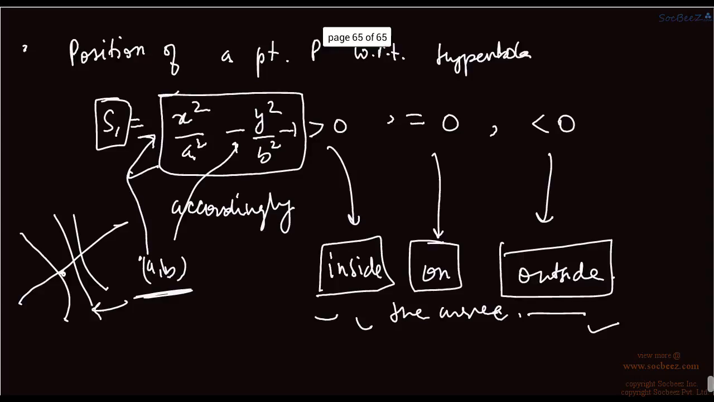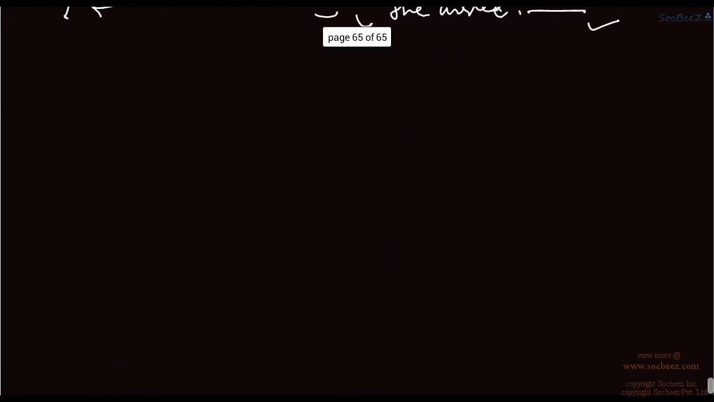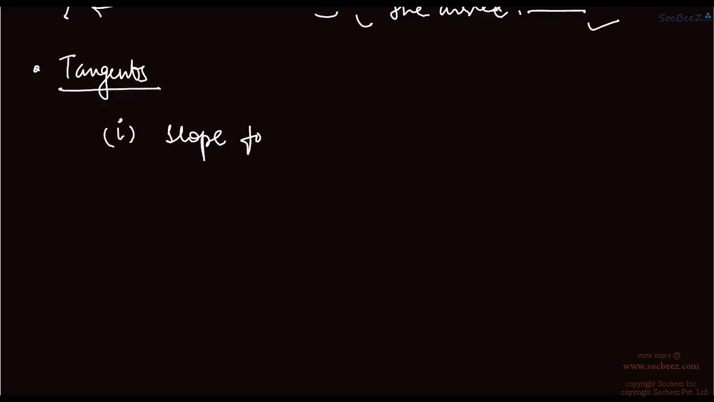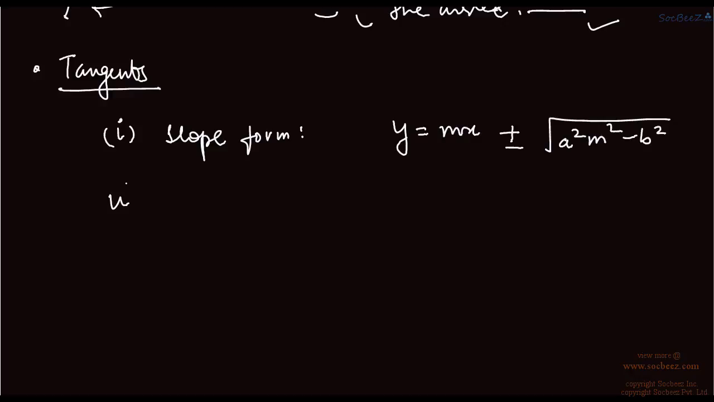Okay. The next point is tangents. Equation of tangents for this hyperbola. First, slope form. Slope form is y equals mx plus minus root of a square m square minus b square.